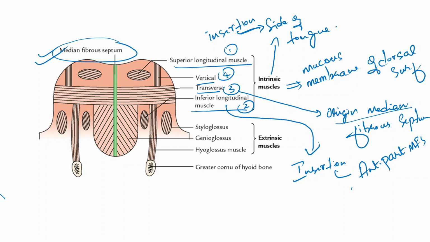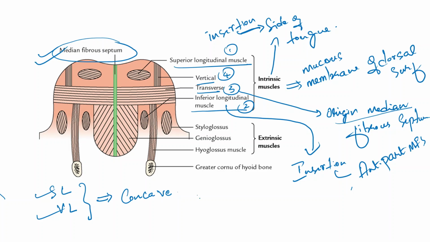These are the two exceptions, whereas in the rest of the muscles, more or less the origin is from the undersurface of the dorsal surface and the insertion is onto the sides of the tongue. Lastly, moving on to the actions of this intrinsic group of muscles. Regarding the action, the superior longitudinal and the verticalis linguae, these two muscles are involved in making the dorsal surface concave. The concavity of the dorsal surface is brought about by these two muscles, the superior longitudinal and the verticalis linguae muscle, the vertical group of muscle.